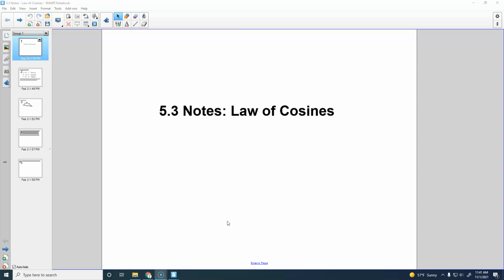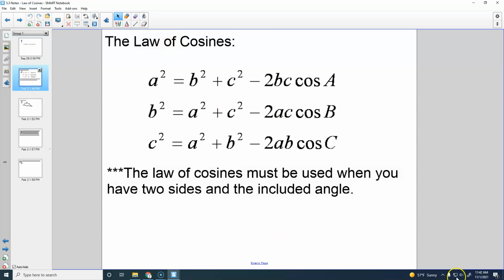But right now, we're going to look at the law of cosines. So the law of cosines is printed there for you. And it looks a lot more complicated than the law of sines. However, I think you will find that as we do these problems, lots of them are actually easier than the law of sines problems. And the great thing about law of cosines is that there is no ambiguous case with law of cosines.